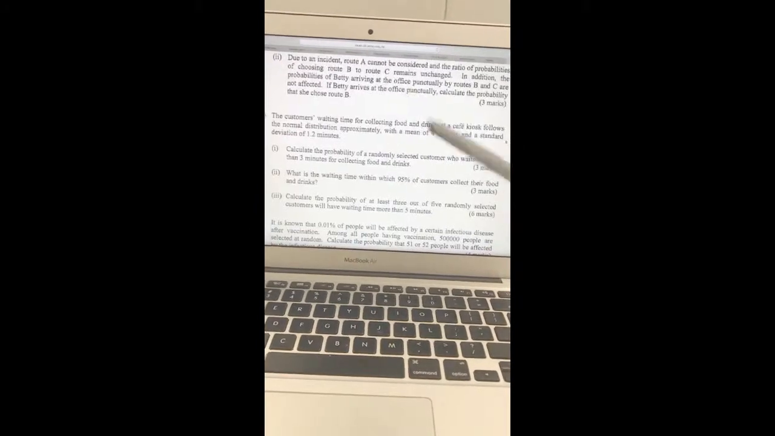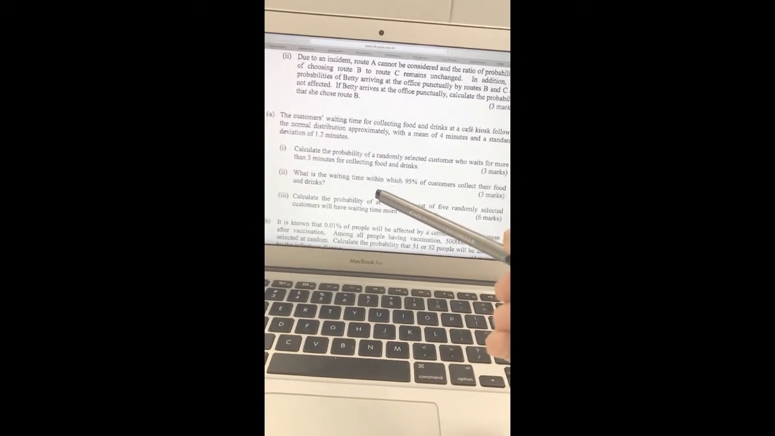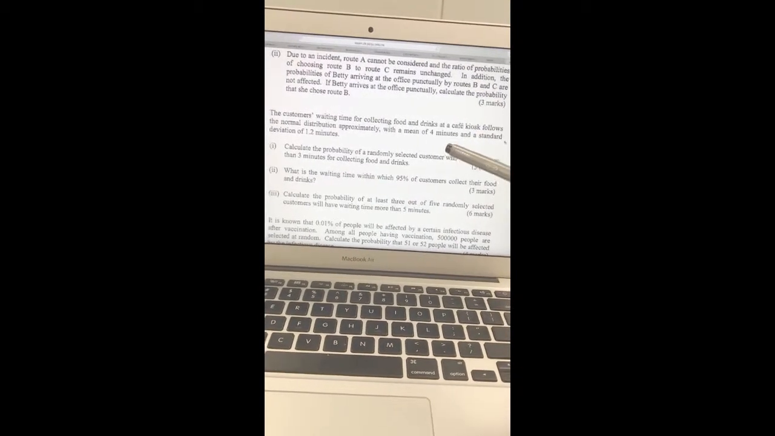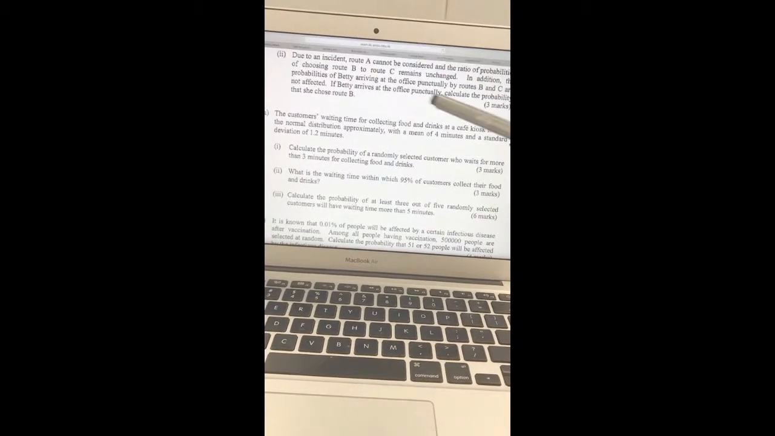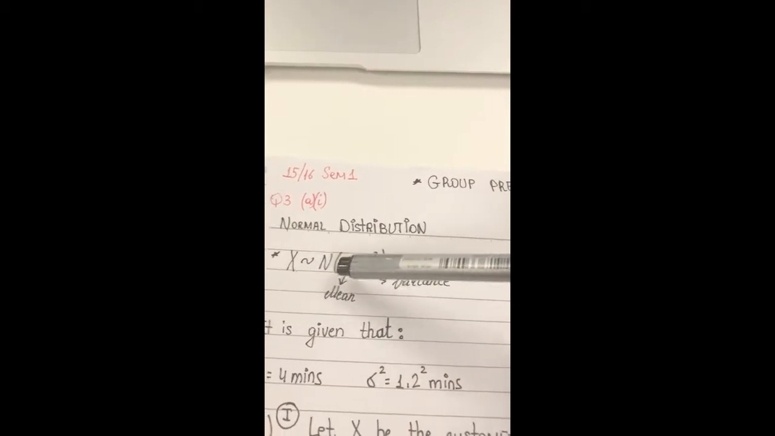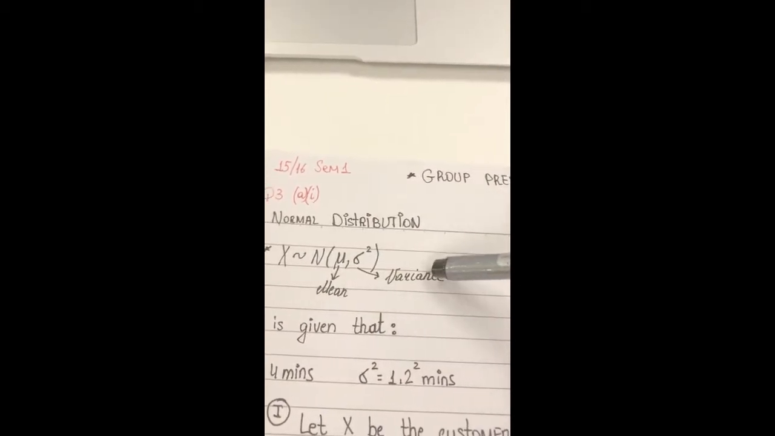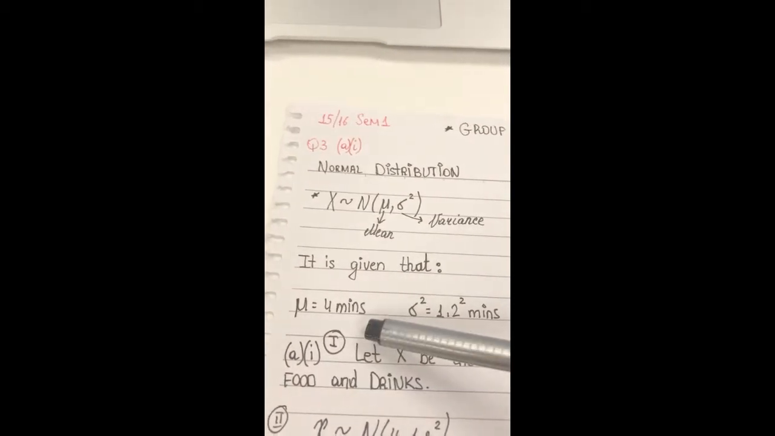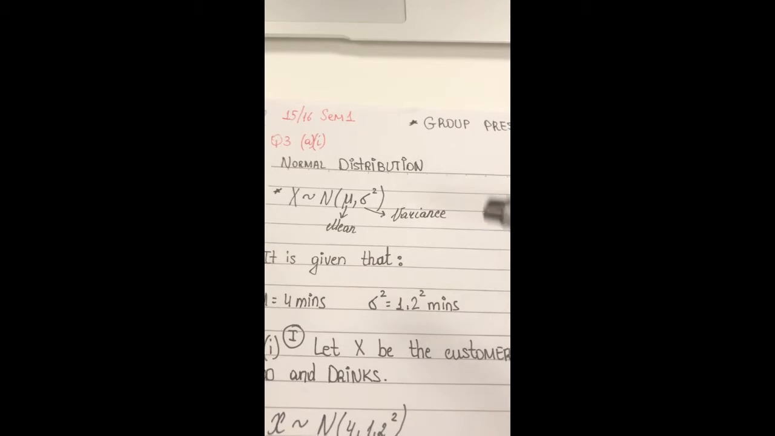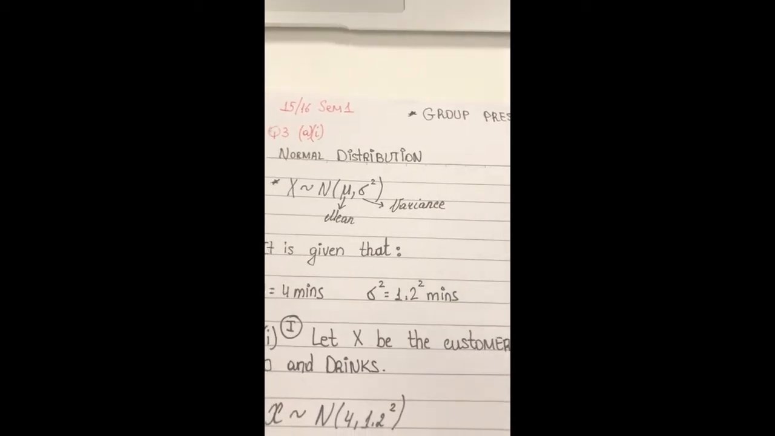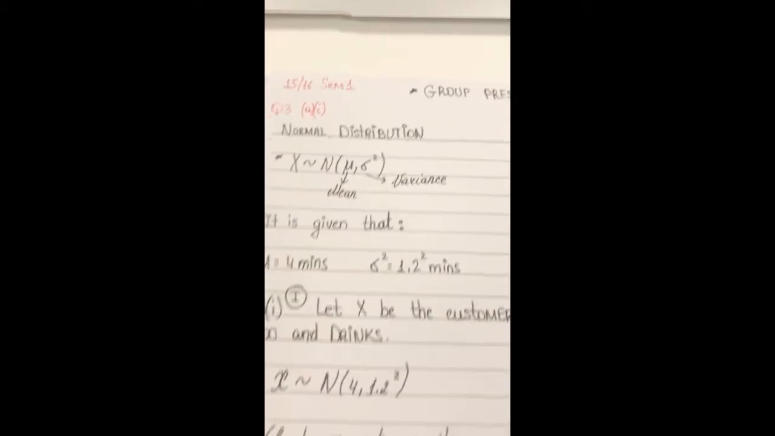In the description it's explicitly given that it's a normal distribution and has a mean of 4 minutes and a standard deviation of 1.2 minutes. So we can write it like this. The normal distribution is denoted as X with mean and variance, and the mean is 4 minutes and the variance is 1.2 squared minutes, because 1.2 is the standard deviation, so its square is our variance.